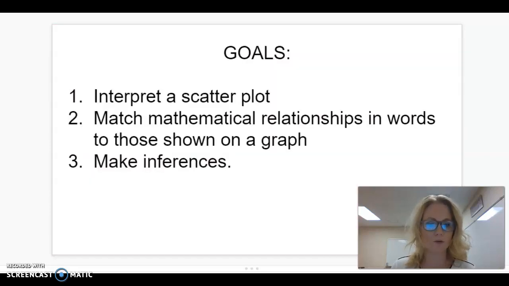Here are our goals. Number 1, interpret a scatter plot on each slide. Number 2, match mathematical relationships in words to those shown on a graph. So that will be using the clues written in the words to help you solve the points on our scatter plots. And number 3, make inferences. Remember, making an inference means coming to a conclusion using both evidence and reasoning. So you will use the clues on each slide, as well as your own reasoning skills to help you solve the problems.